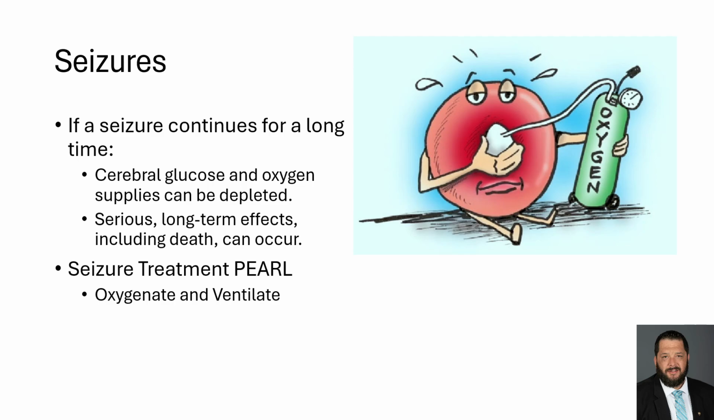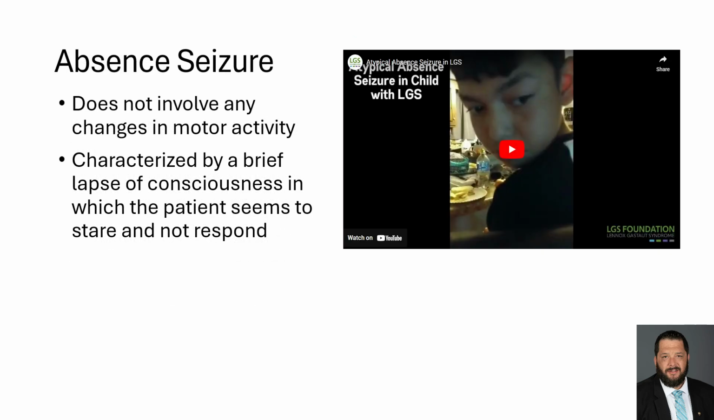For this next slide, I want to take a look at an absent seizure. An absent seizure is a type of seizure where there's not a lot of gross motor movement across the body.